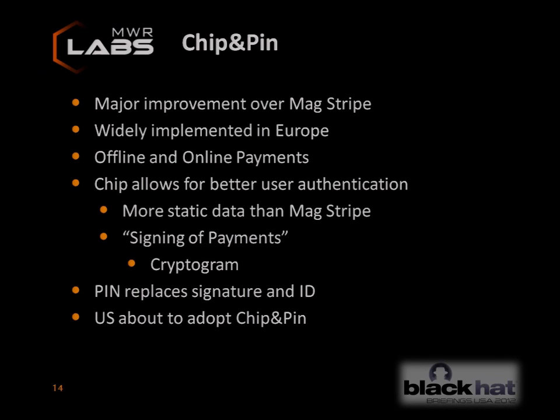Compared to the magstripe, the chip allows for much better user authentication. From one point of view, it can hold much more static data which authenticates the card, so much more information that can be signed by the bank, for example, to say this is a valid card, or signed by the card issuer. And it also actively allows you to sign payments. So a card is now able to sign information which represents the payment by generating a so-called cryptogram. In the case of chip and PIN payments, one side is a chip, the other side is a PIN, and the PIN number now replaces signature or IDs, which are commonly used in the US for authentication of cardholders.